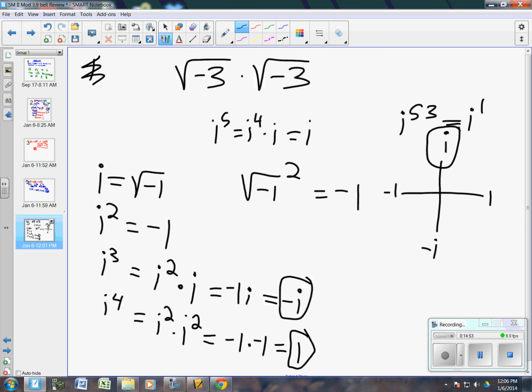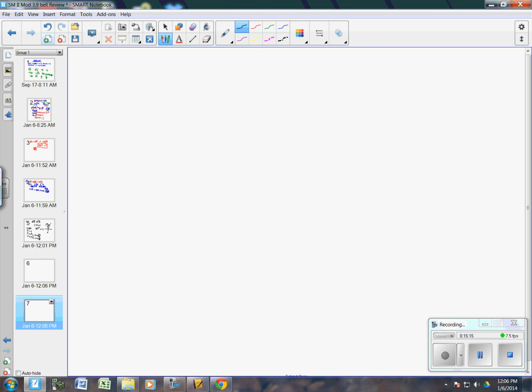I like the first method I showed you better, where you divide 4 into it, and whatever the remainder is, that's what it is. Does it have to be 4? Yes, it has to be 4 because I to the 4th is 1. Okay, got it?